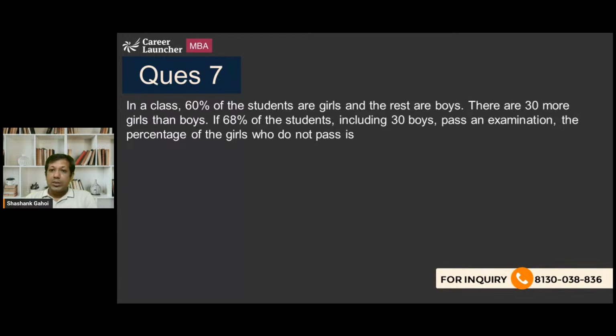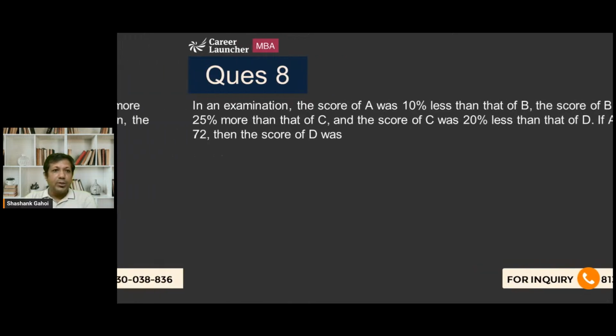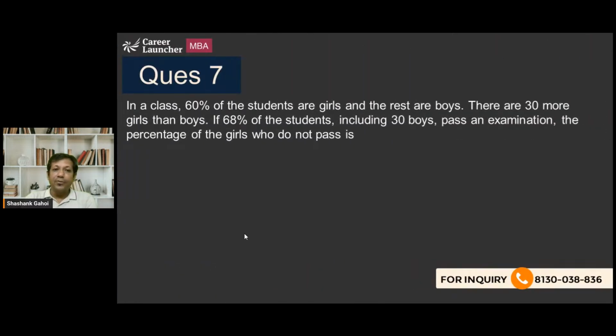Now let's move on to the next one. What does it say? It says in a class, 60% of the students are girls and the rest are boys. Now there is a complete number, that is 30, that is given, right? So we can't assume that the number of students in the class is 30 or 100. We can't assume that. So I am assuming the total number of students in the class is 100x.